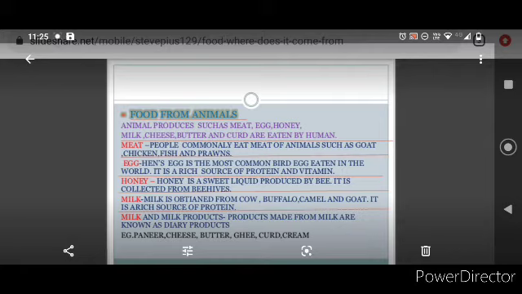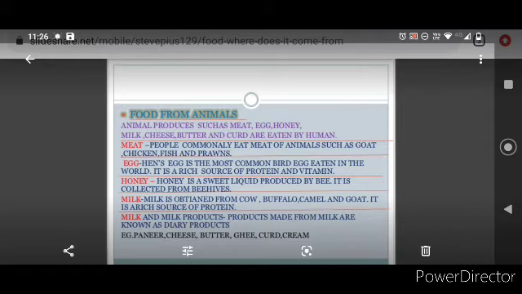Honey. Honey is a sweet liquid produced by bees. It is collected from the beehives. So bees are reared for collecting honey. And how do they get this sweet liquid, children? They collect the sweet liquid called nectar from the flowers, and that gets converted into honey, and we take it and use it. Milk is obtained from cow, buffalo, camel, and goat. It is a rich source of protein.